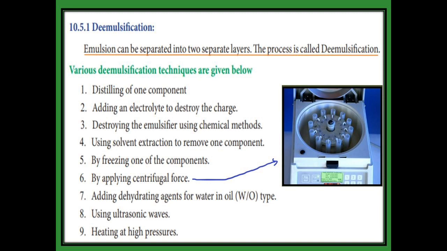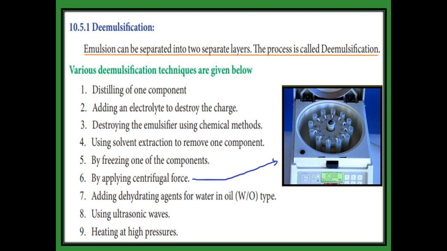Then the fifth one is freezing one component, whether it is water or oil, and applying centrifugal force. Centrifugal force means, as I showed in one diagram, the centrifugal apparatus. In that apparatus, the tube containing the emulsion is given the centrifugal force, that is, revolution, for 1 hour or 2 hours. Afterward we will see that a separate layer forms.